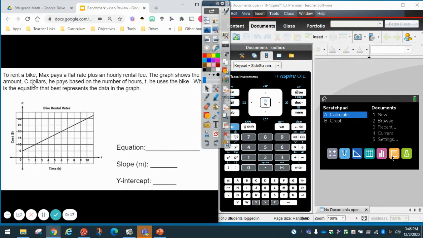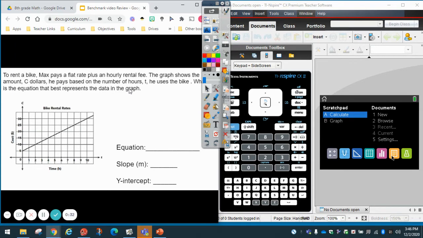Here's an example. To rent a bike, Max pays a flat rate plus an hourly rental fee. The graph shows the amount of C dollars he pays based on the number of hours T he uses the bike. What is the equation that best represents the data in the graph?